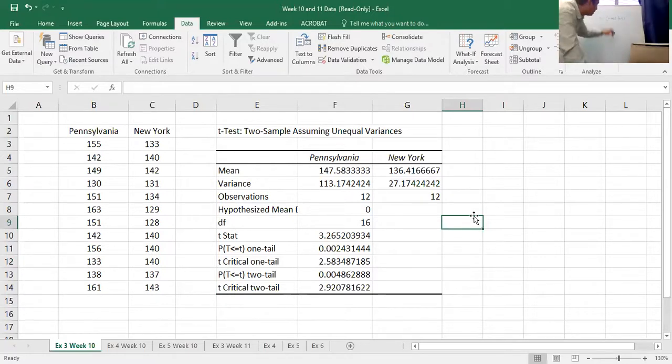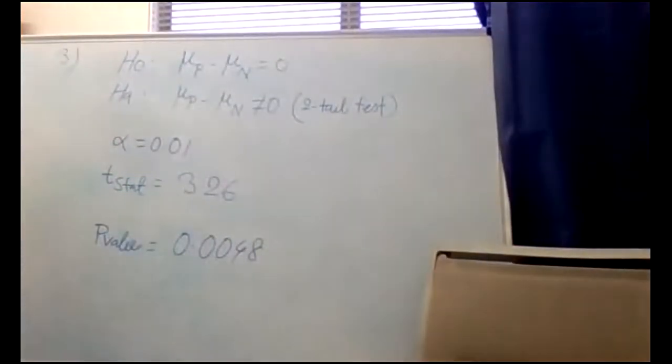And this is clearly the case of a two-tail test. So you have to see the p-value for the two-tail, not for the one-tail, although the two-tail is just 2 times the one-tail. So what is coming out? The p-value is 0.0048. Isn't it? 0.0048.